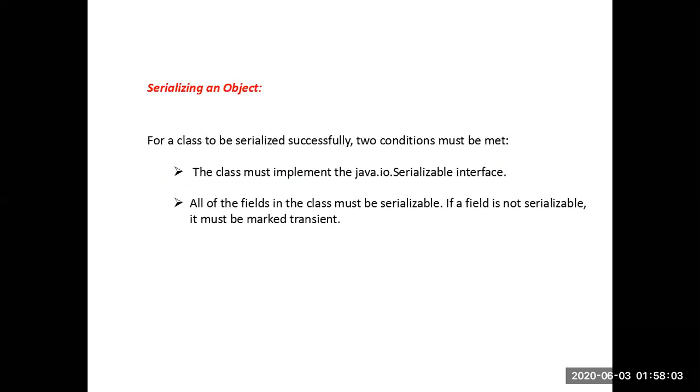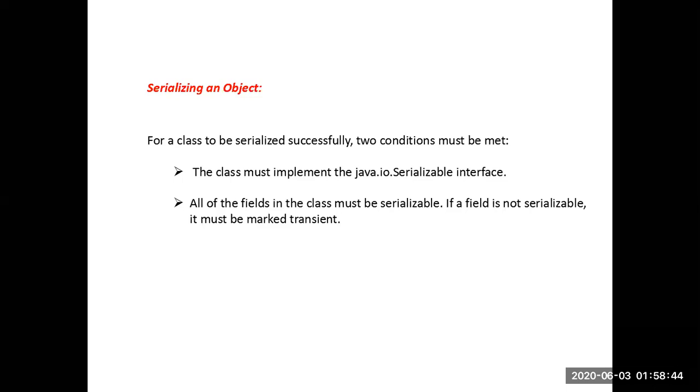Now we will come to the first part, serializing an object, that means converting an object into a sequence of bytes. First of all, to serialize an object, the class to which that object belongs must meet two conditions. Then only can that object be serialized. For an object to be serialized, its corresponding class must satisfy two conditions.